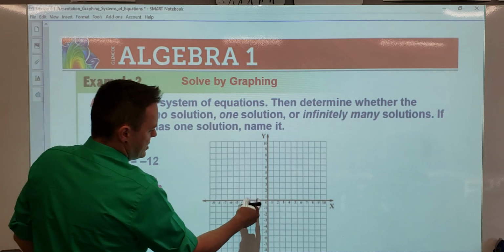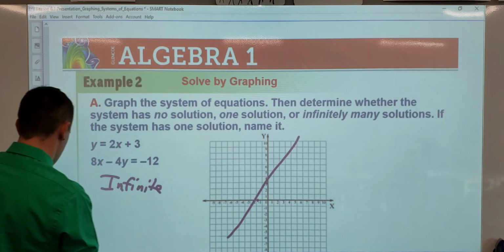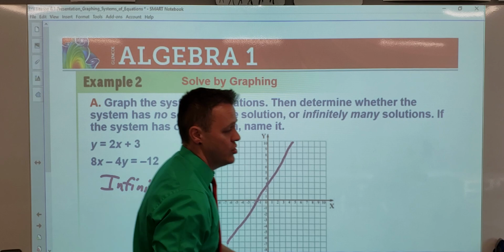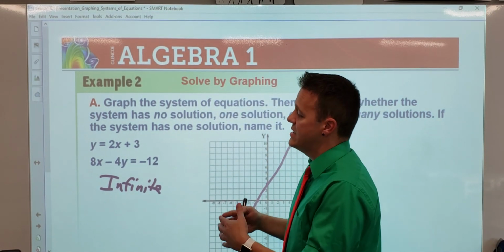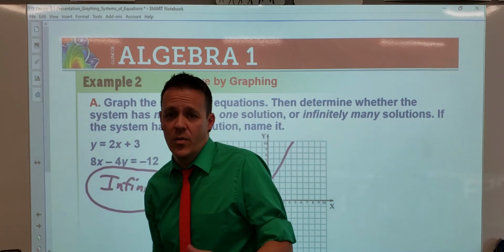All right, I know the intersection's right about here and the other one's right there. Like I said, I don't need it to be perfect, guys. I just need it to be represented so you guys know that it's the same line. It's an infinite solution set.